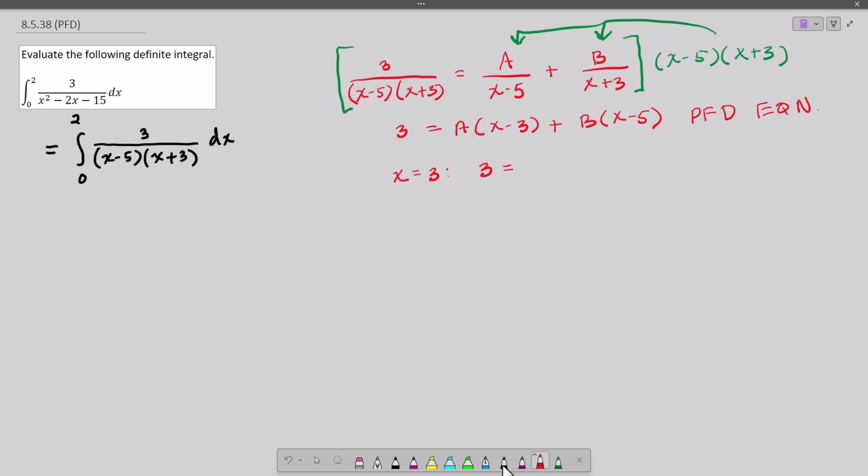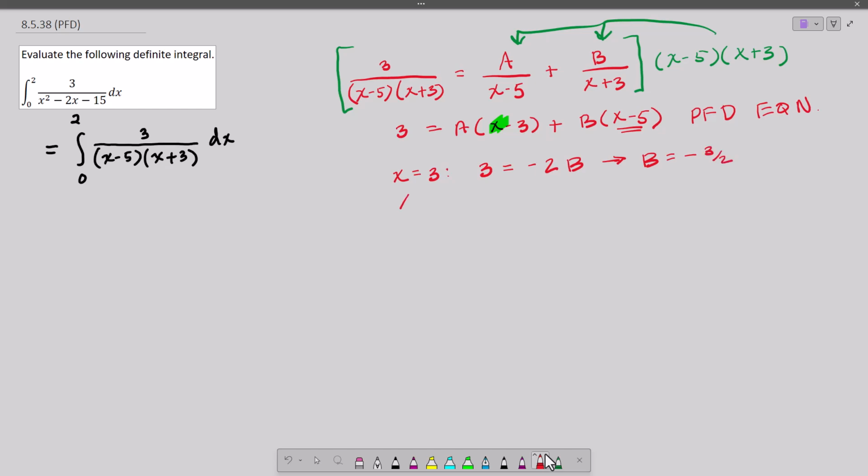And if we plug in a 3 in this first place right there for x, we're going to get a 0, right? 3 minus 3 is 0. And then we plug in 3 in the second spot over here. 3 minus 5 is negative 2. So we get negative 2b. And now we can isolate b. b is going to be negative 3 divided by 2.